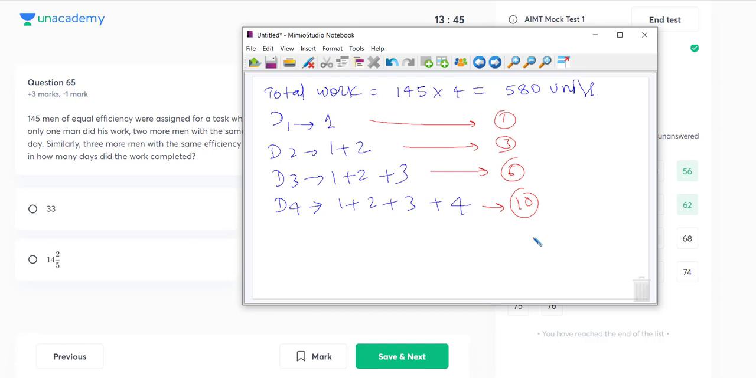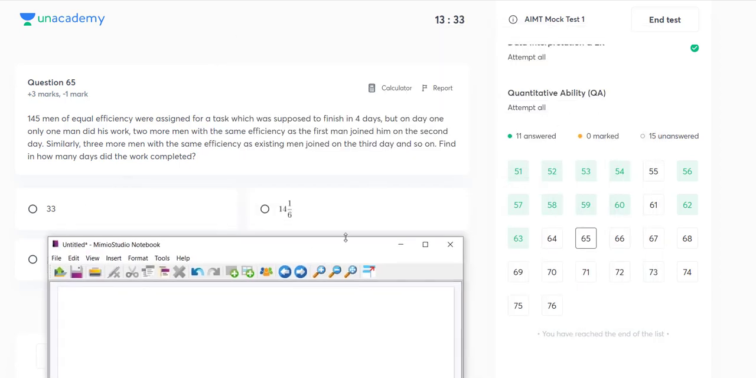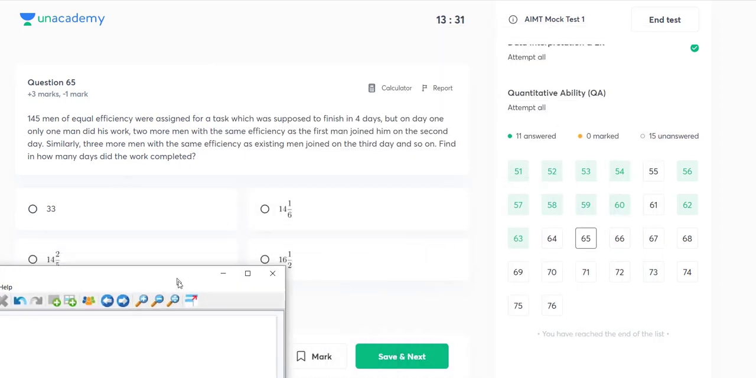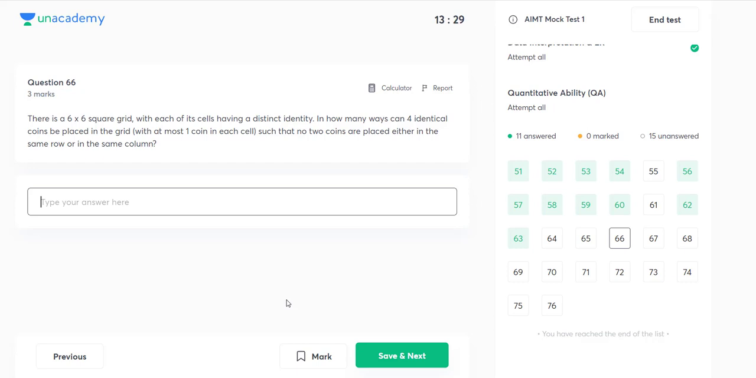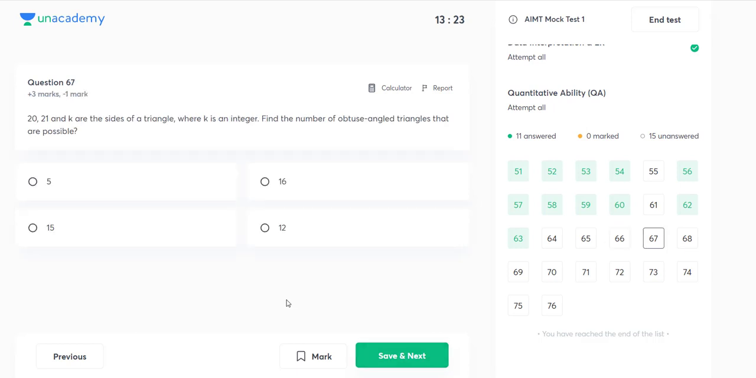So what we need to do here is, again this looks lengthy. I think we should go to the next question and we'll come back if time permits. Okay, so the next question is a 6 by 6 square grid, each having a distinct identity, in how many ways, ignore it. The sides of a triangle are given. Find the number of obtuse angle triangles that are possible.